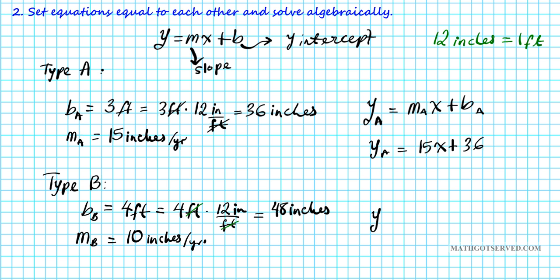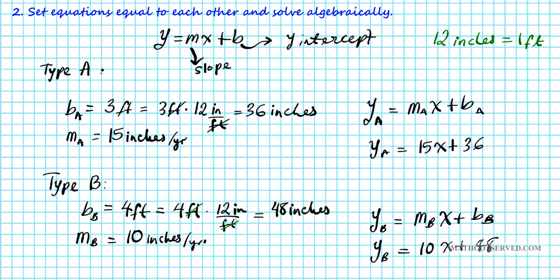Y, the height of B, is equal to M, which is, well, let's write it. I like to write formulas first before I plug in so I don't make silly mistakes in substitution, okay? So y of B is equal to slope, which is 10x, plus the y-intercept of tree B, which is 48. Okay, excellent. We're done with step 1, which is generating models for the two cases.